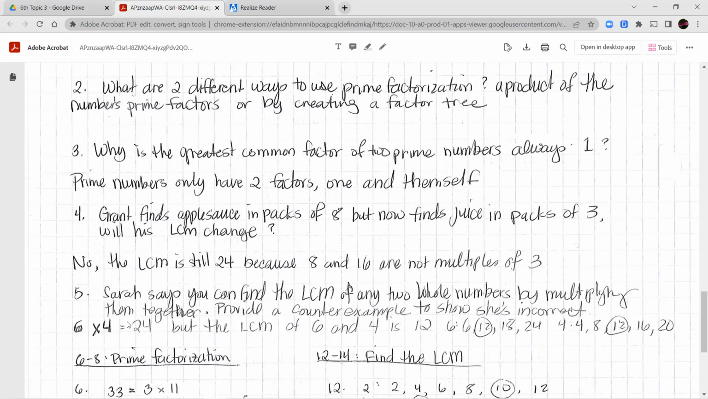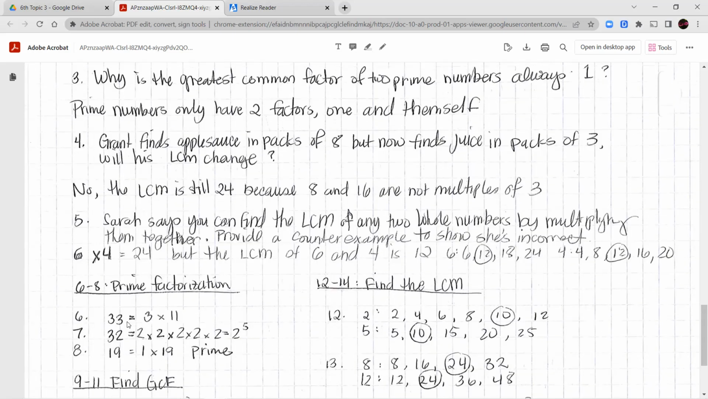Number three, why is the greatest common factor of two prime numbers always 1? Well, because prime numbers only have two factors, right? Just 1 and itself. The only number they're going to share is that 1.